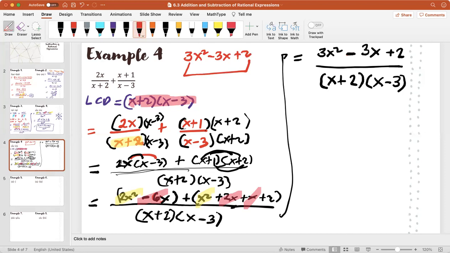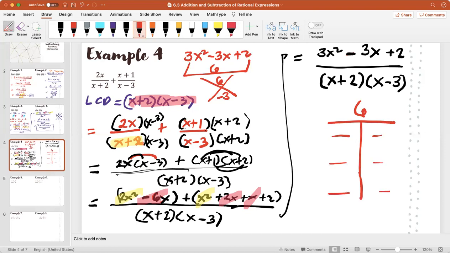3 times 2 is 6, and the sum is negative 3. Do we have factors of 6 whose sum is negative 3? Let's try all of those. When the product is positive and the sum is negative, both factors must be negative. Let's try out all those factors of 6.